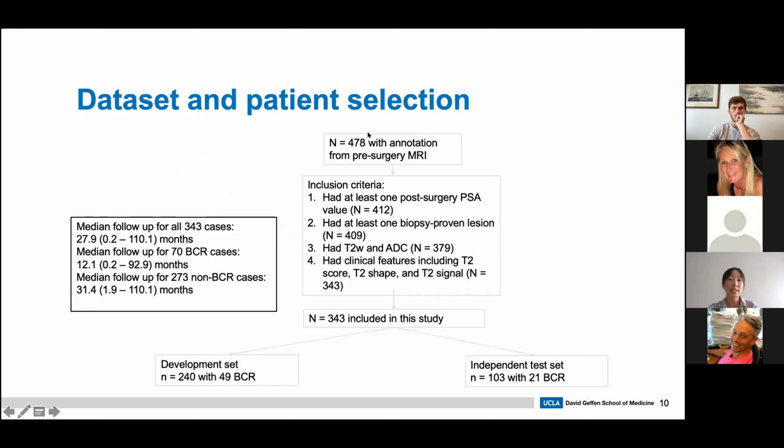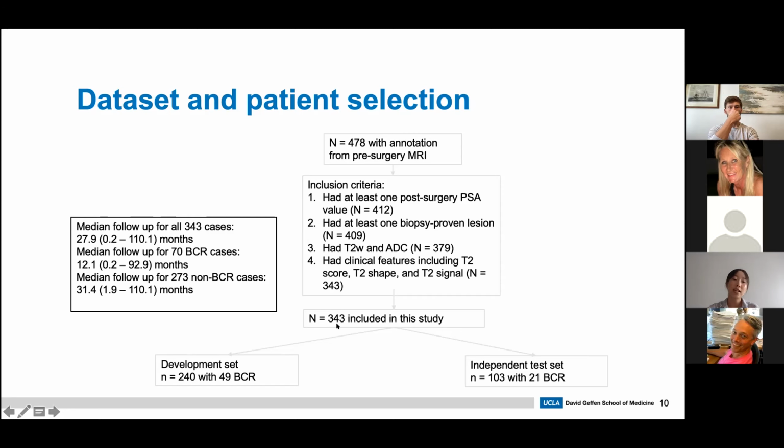So for the data set, we use a UCLA cohort with a total of 4708 cases with annotations. And then we have some inclusion criteria, which are that the patients had to have at least one post-surgery prostate-specific antigen value, and also have at least one biopsy-proven lesion. And they also have to have both T2 and ADC images and the clinical assessments that I mentioned earlier.